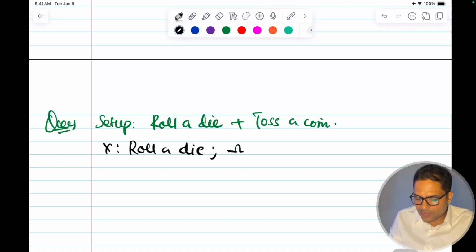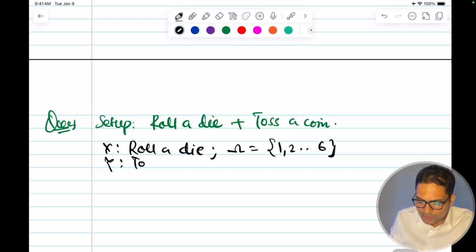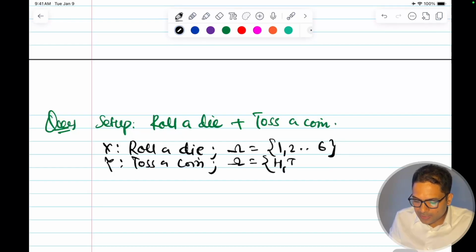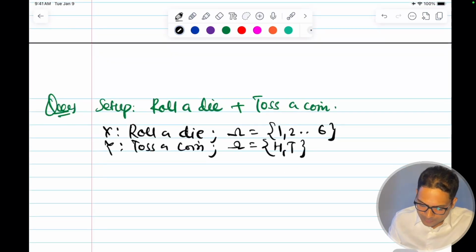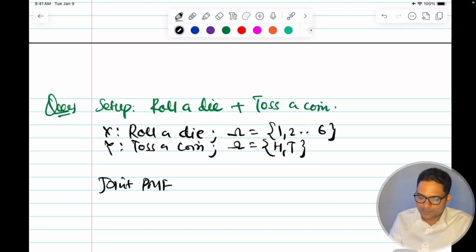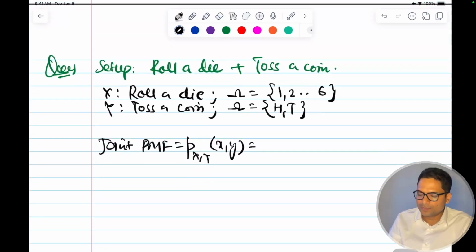So what will be my sample space? 1, 2 till 6. And Y will be the toss of a coin. What will be my sample space? Heads and tails. Now what will be the joint PMF of both events happening, P(x, y)? It will be equal to 1 by 6 into 1 by 2: one possibility out of 6 for the die, and one possibility, head or tail, out of 2, which equals 1 by 12. This is my joint PMF.